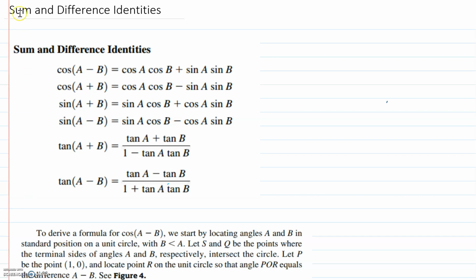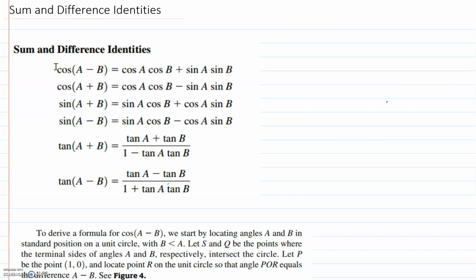In this video, we're going to look at the sum and difference identities for cosine, sine, and tangent. And here they are. Notice how the cosine of A minus B is not the cosine of A minus the cosine of B. It's a little more difficult than that. The cosine of A minus B turns out to be cosine of A times cosine of B plus sine of A times sine of B.